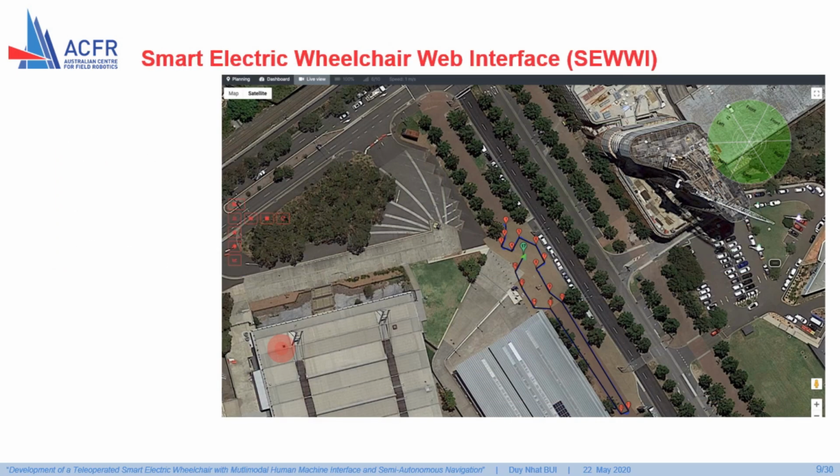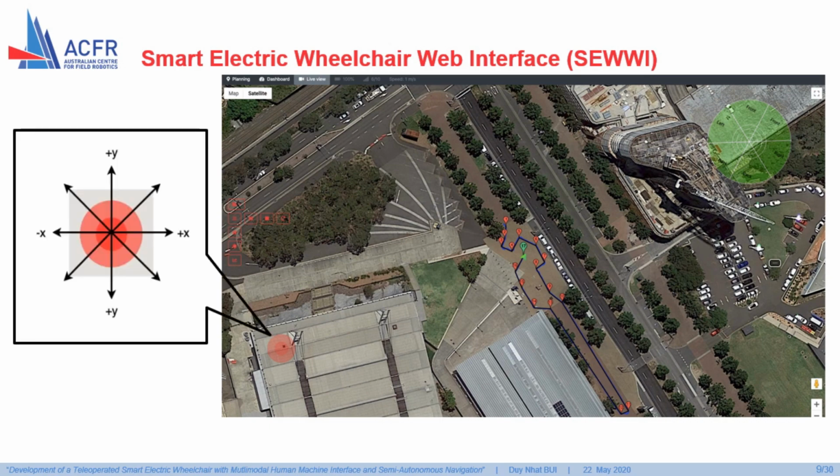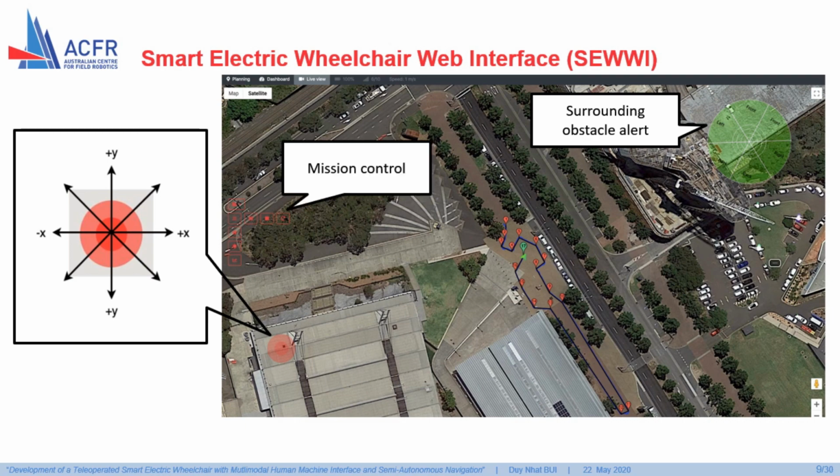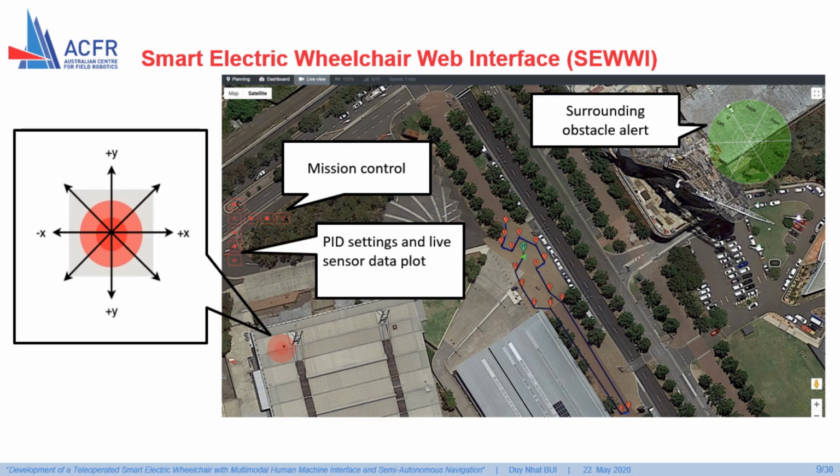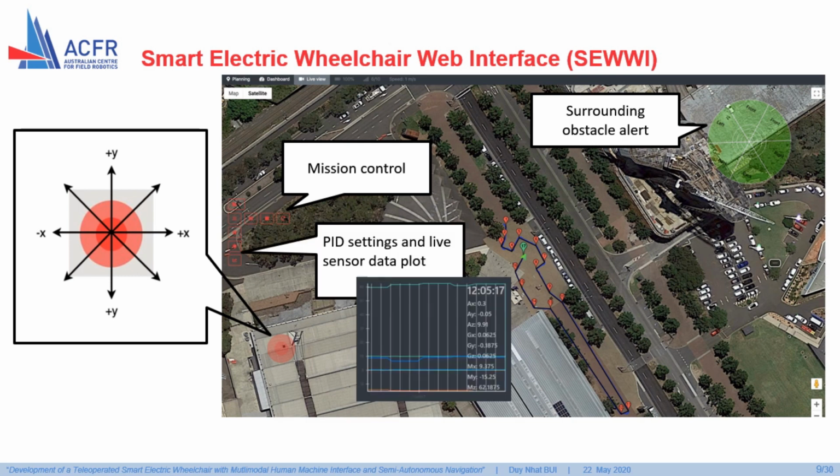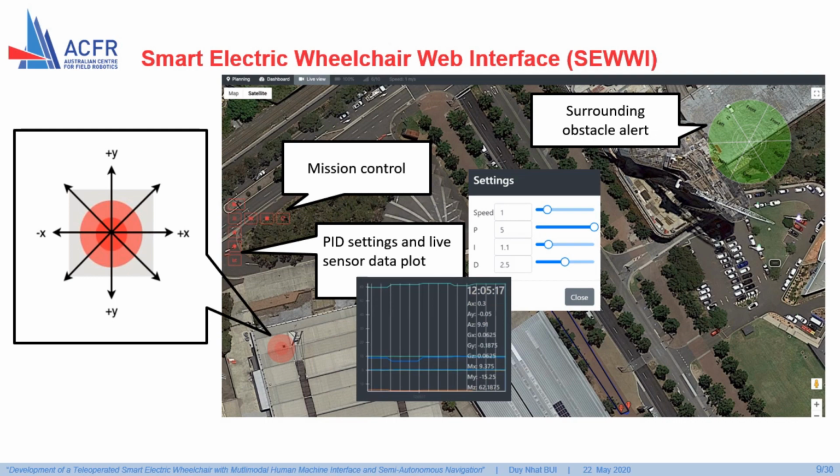To teleoperate the smart electric wheelchair or to monitor a live mission, the live teleoperation interface of the smart electric wheelchair web application is used. On this interface, the user can also use the visual joystick as they would control the wheelchair joystick. The user can also see if there is any obstacle nearby using the radar plot, or the user can control an ongoing mission by stopping, pausing, or starting over. There is also a settings option to change the PID coefficients and a live plot view of the data for all of the sensors equipped on the wheelchair.